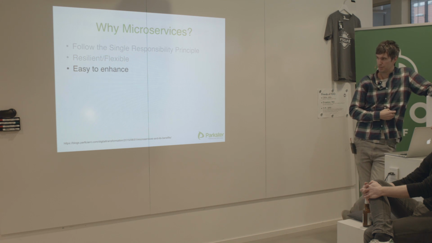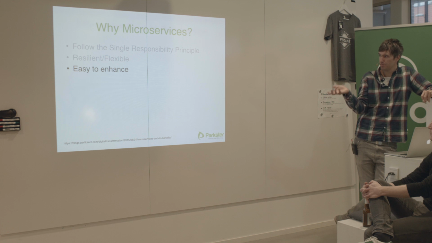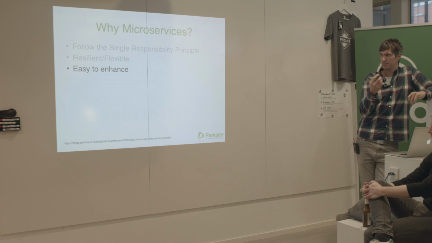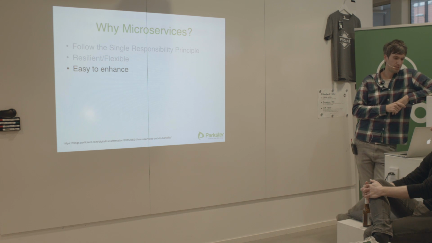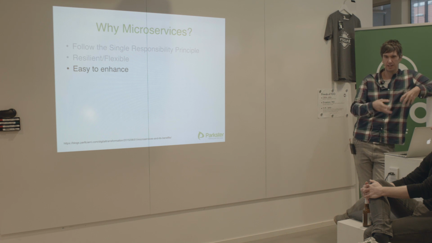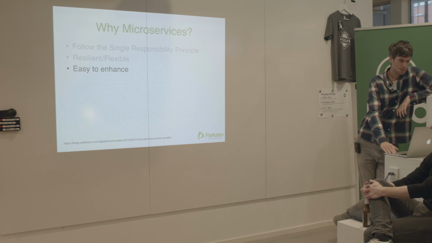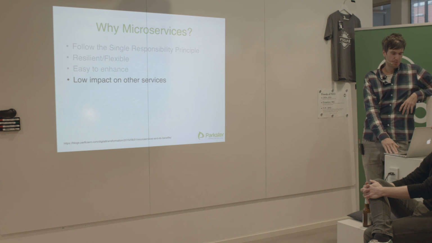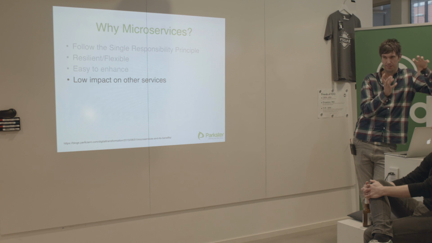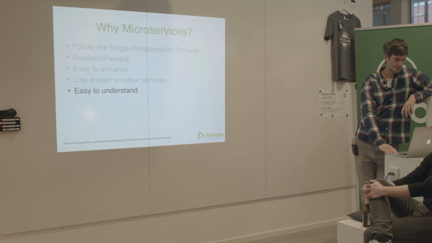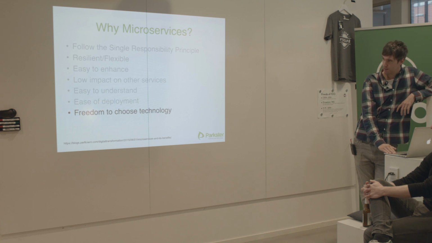And microservices should also be easier to enhance, and that kind of follows from the same single responsibility principle. I mean, they're easier to enhance because there's not so much code. They're easier to understand, and since they have their own life cycle, you can deploy them at their own pace. And this is kind of related to the resilient part. I mean, it should have low impact on other services. So a service should really be self-contained and easy to understand. Ease of deployment, we'll talk about that.